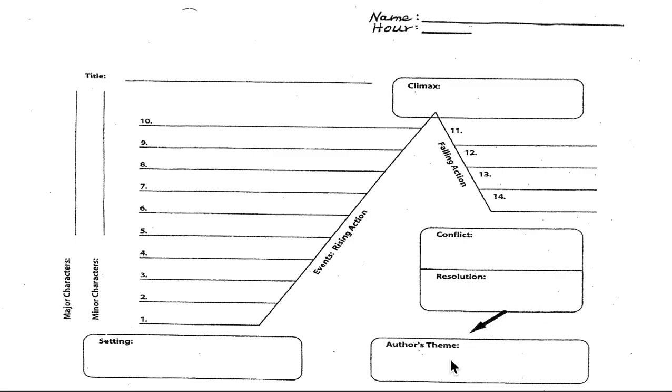The last part that hasn't been in any of the videos is the author's theme. So this is the lesson or the message that the author wanted you to get out of it after you've read the short story. Why did William Sleater decide to write this story? And it wasn't just because he felt like it. There's a reason for it. By the end of it, what should we have learned?